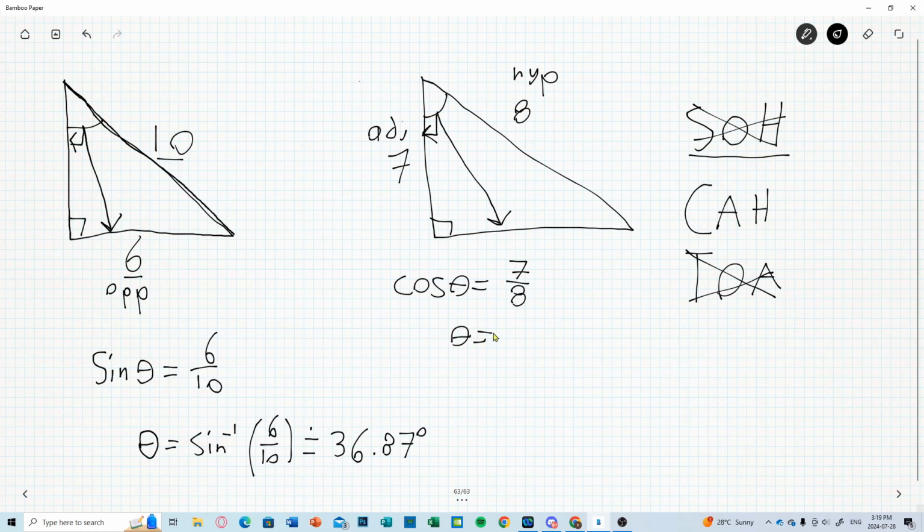Now to find the angle, it's the same steps. You take the inverse cosine of 7 divided by 8, which, if you plug it into a calculator, will give you approximately 28.96 degrees.